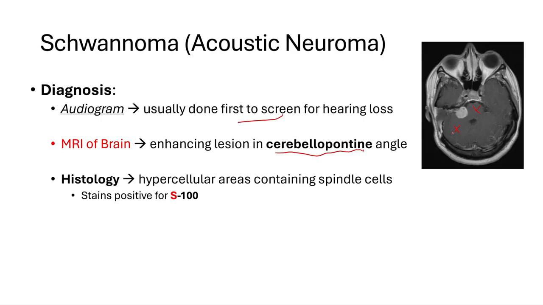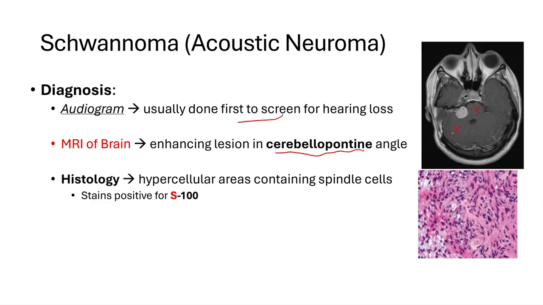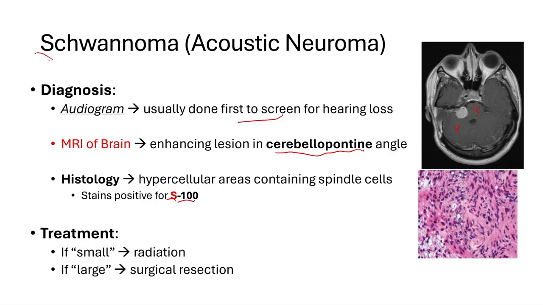For histologic purposes, we will see a hypercellular area containing spindle cells. This is not nearly as high yield as meningiomas and the prior histologic slides, but it is important to know that this stains positive for S100, the S for schwannoma. For treatment modalities, if it is small, we can do radiation, but if it is large and creating a lot of symptoms, then typically we try to do surgical resection.